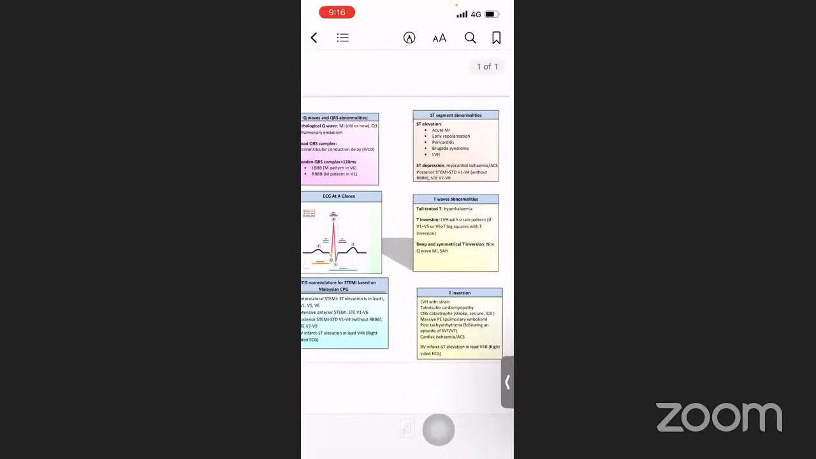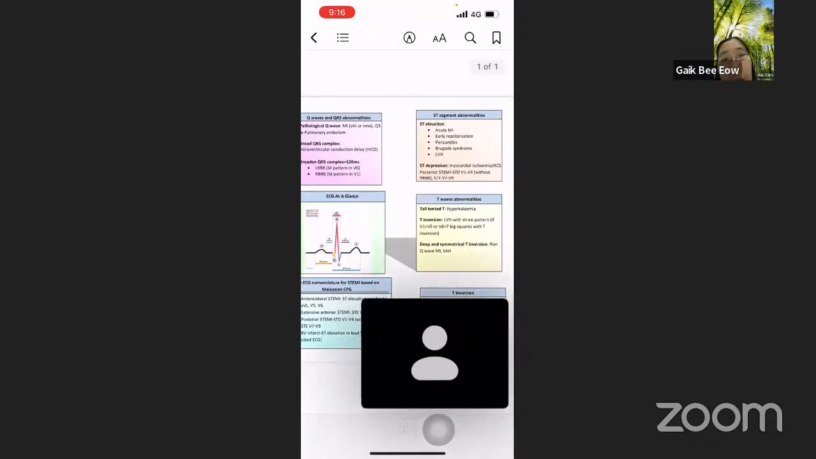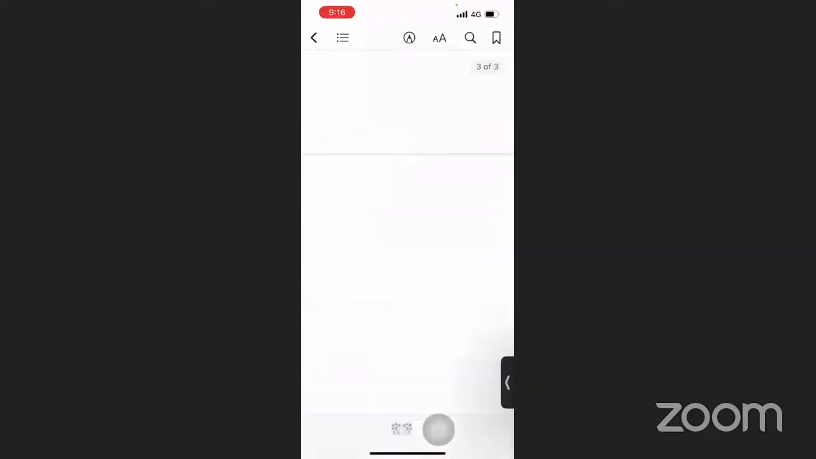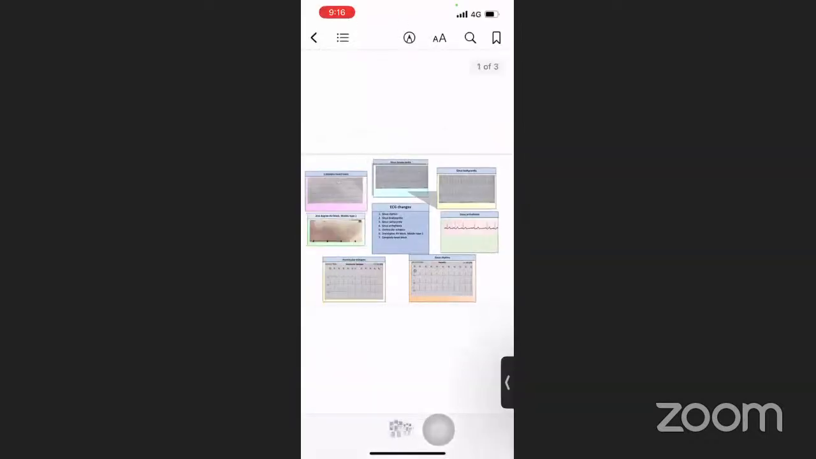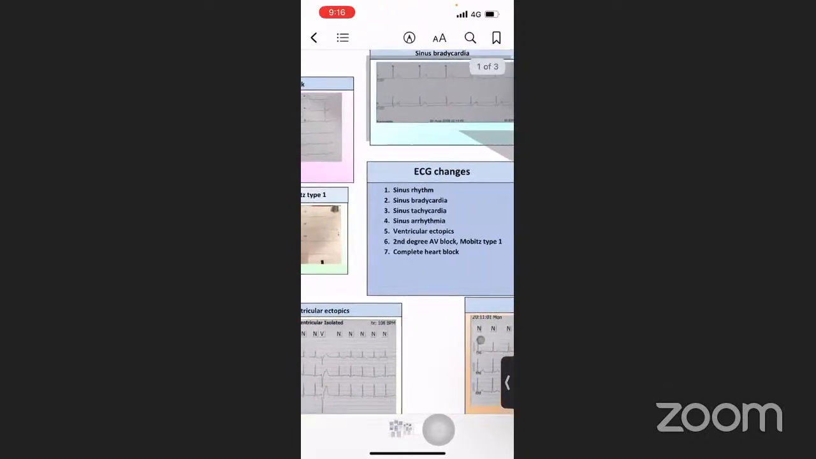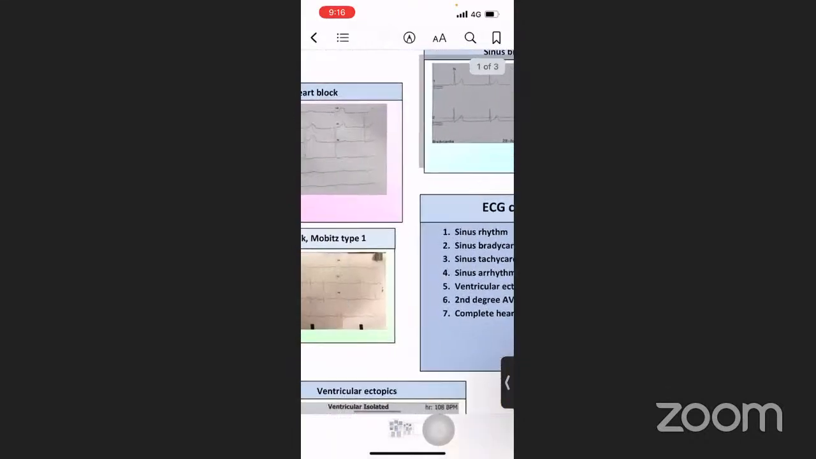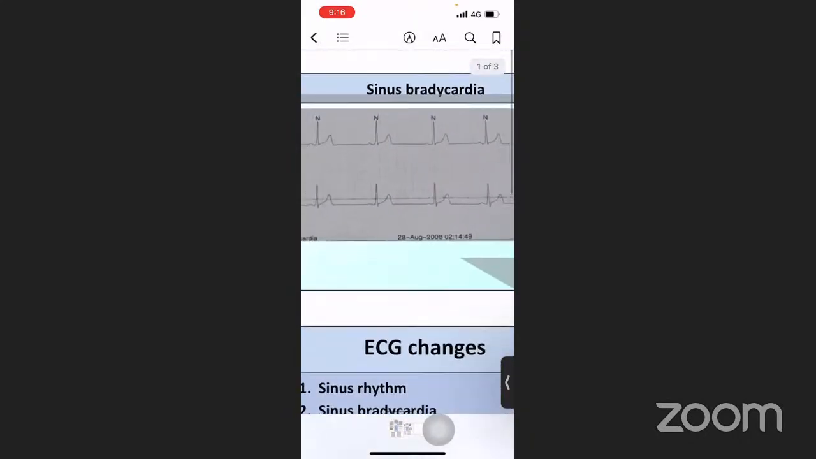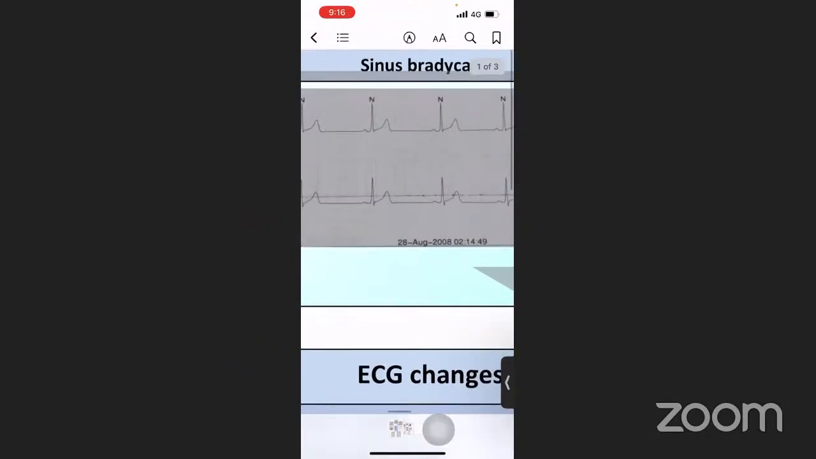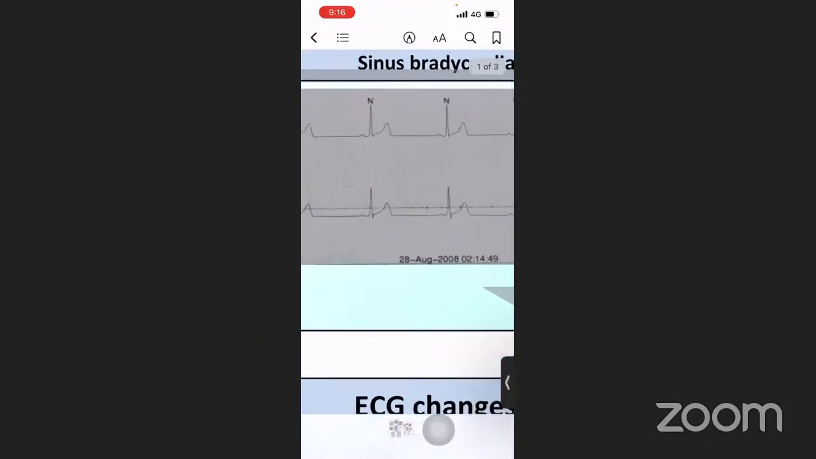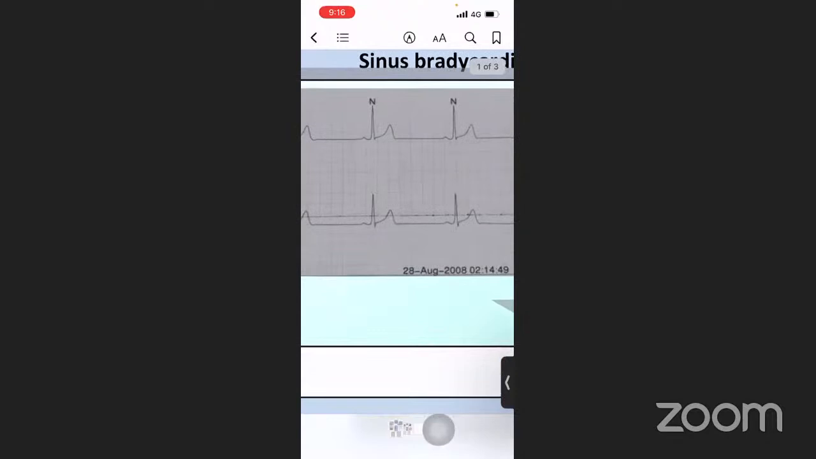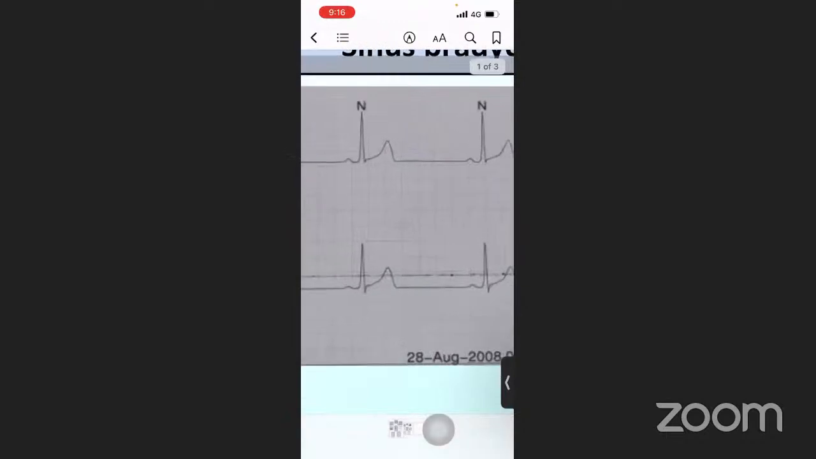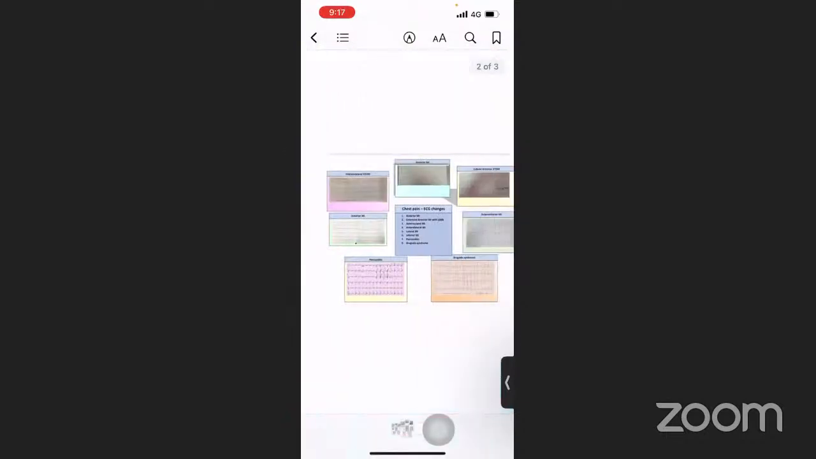Now I show you the second one, the example. Can you see? Okay. This is the example of sinus bradycardia. Normally, you take 300 and divide by the big squares in the RR interval. This is the R.